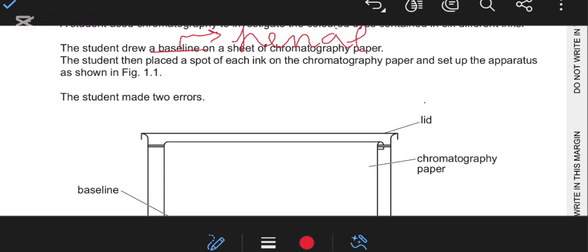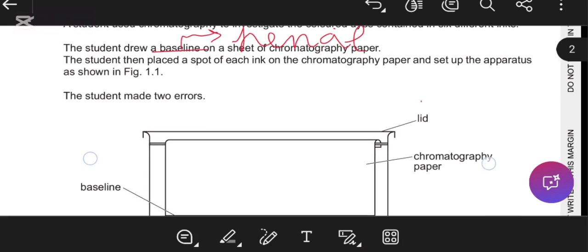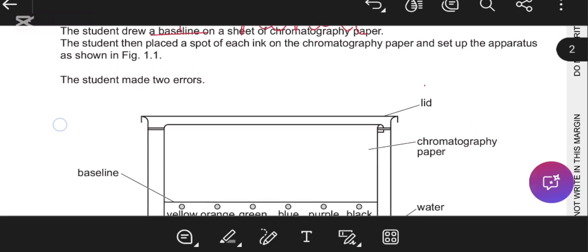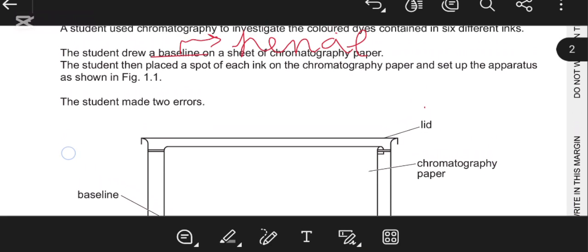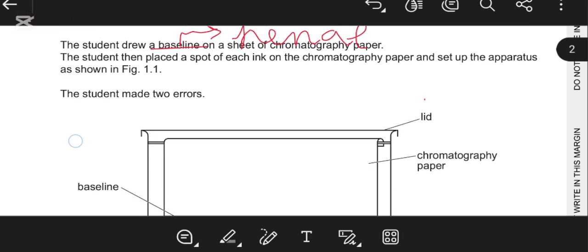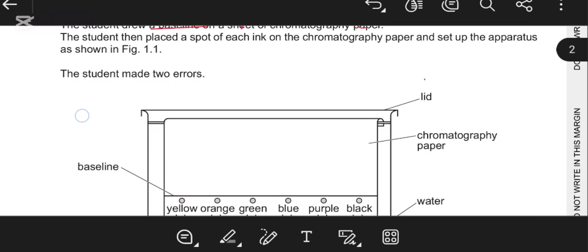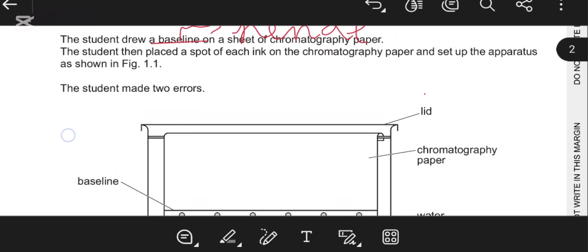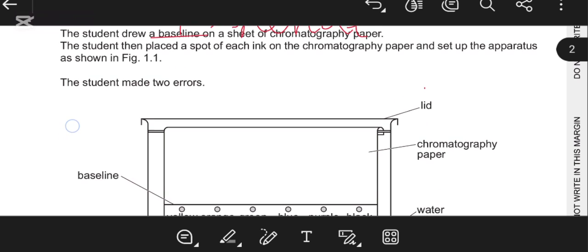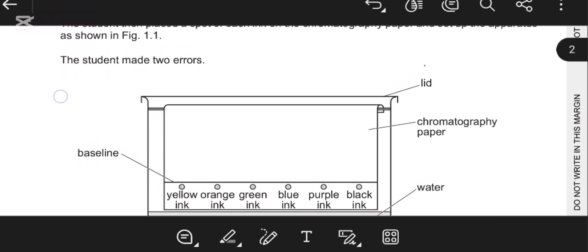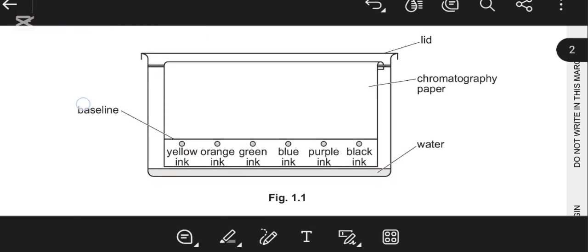The reason for this is that pencil is insoluble, so it won't interfere with the result of the experiment, whereas ink is soluble and it interferes with the result. Please remember this as it is commonly asked. The student then places a spot of each ink on the chromatography paper and sets up the apparatus as shown in figure 1.1. The student made 2 errors.